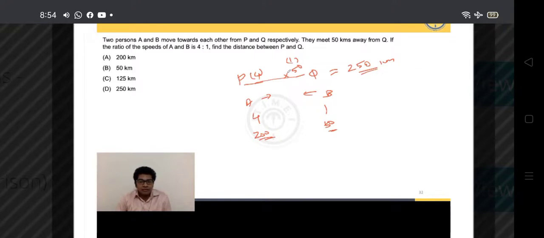Understood? Because the ratio is 4 is to 1 towards each other, they meet at 50 from Q. So one part is 50, 4 parts will be 200. So hence the total distance will be 200 plus 50, which is 250. Choice D will be our answer.